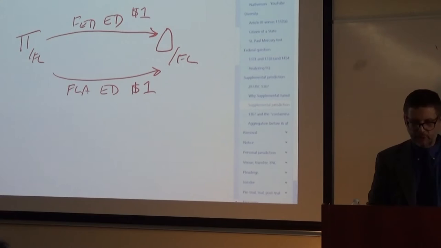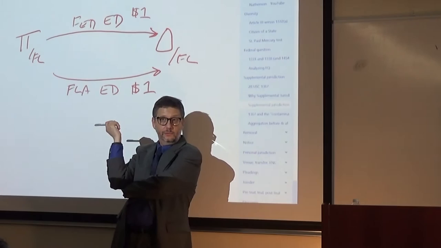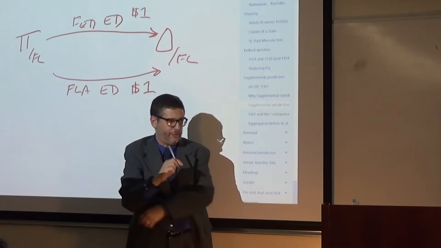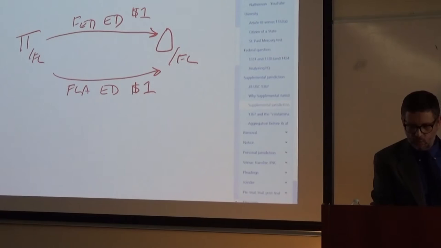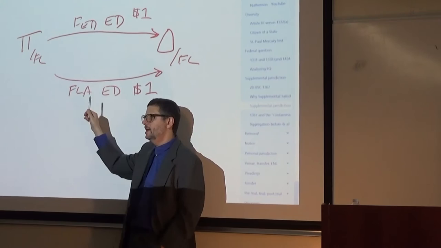Okay, you with me? Now, this claim up here, federal employment discrimination for $1, is there original jurisdiction? What kind? Federal question, right? There's no diversity. The amount in controversy is too low, but we have federal question jurisdiction. So here we have original jurisdiction under 1331. What about this additional claim? Parties aren't diverse, right? So we don't have diversity. Is this a federal question? No, just no way, right? So there's no original jurisdiction here whatsoever.